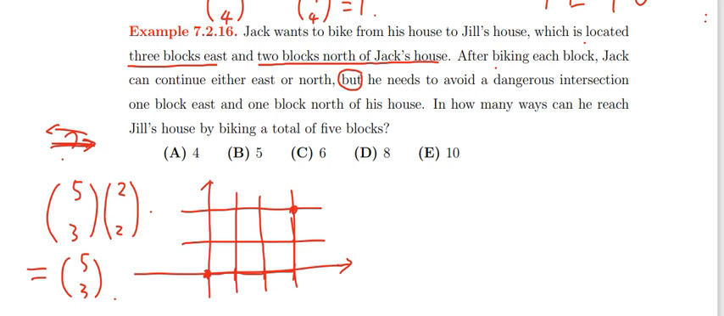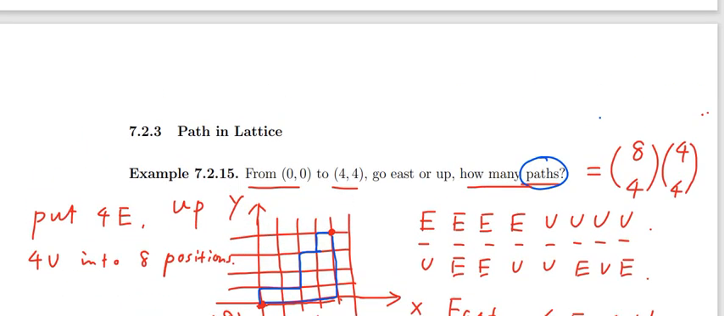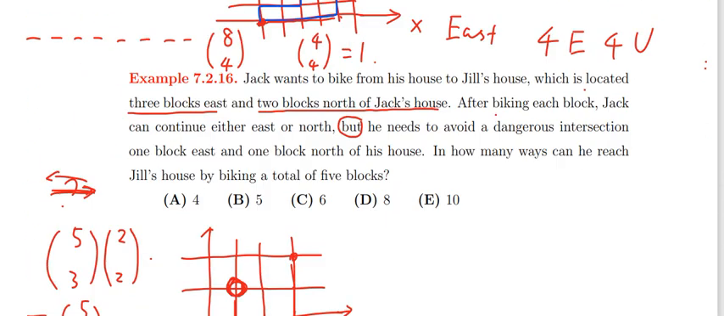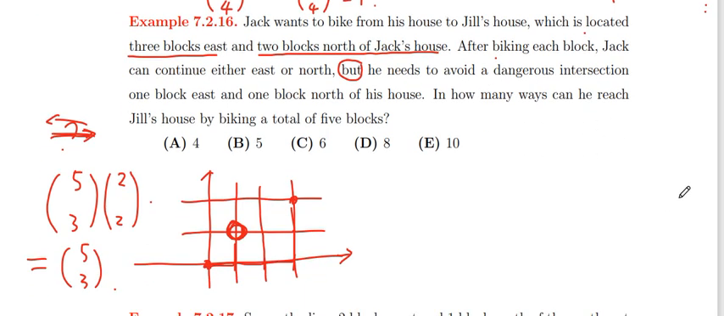Here, he needs to avoid a dangerous intersection, one block east and one block north. So this one is dangerous, so he cannot go there. So it cannot be like that, east then north, or go this way. Okay, so by now we want to find how many ways.